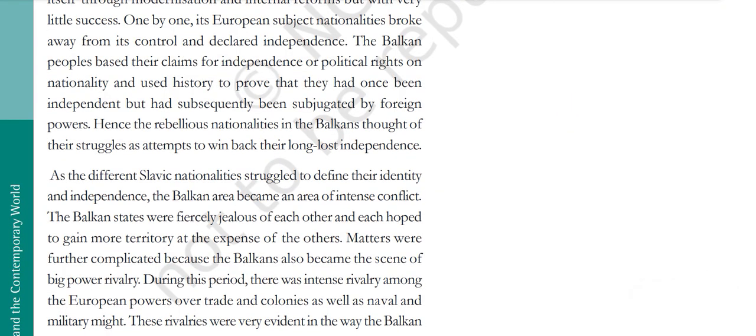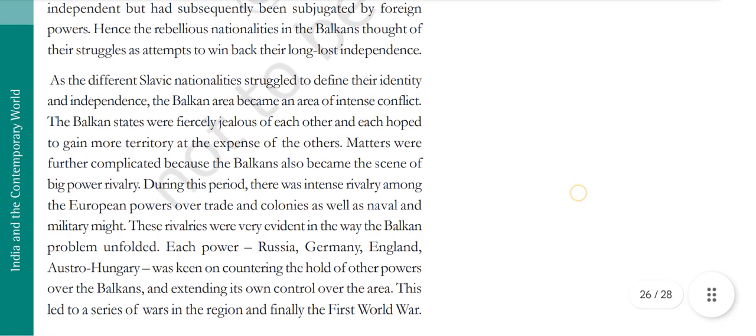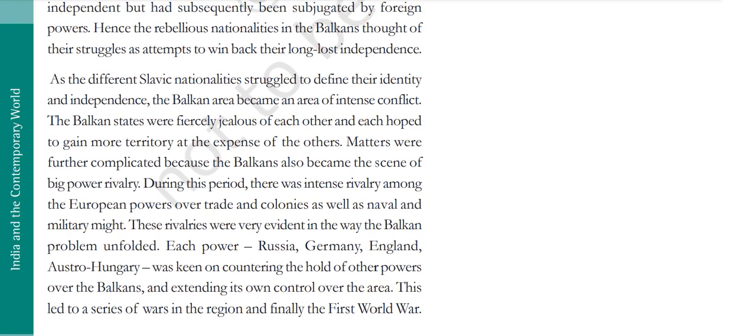The Balkan people based their claims for independence or political rights on nationality and used history to prove that they had once been independent but had subsequently been subjugated by foreign powers. Hence, the rebellious nationalities in the Balkans thought of their struggles as attempts to win back their long lost independence. As the different Slavic nationalities struggled to define their identity and independence, the Balkan area became an area of intense conflict.